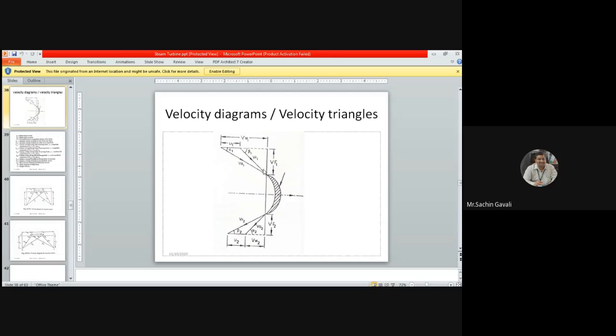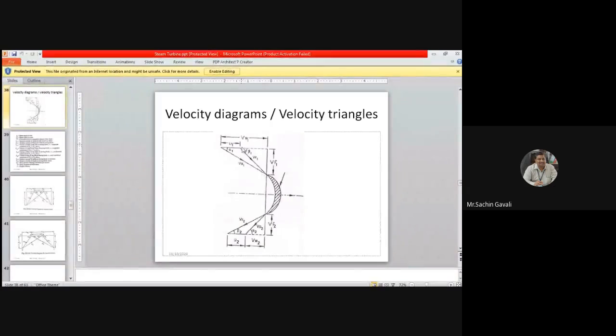Then on this same diagram, we can locate our blade velocity, which is moving with velocity u. Here u1 and u2 are the same, so u is the blade velocity. There is a relative difference between these two components: one is the blade velocity component u1, and the other is the steam velocity component V1.